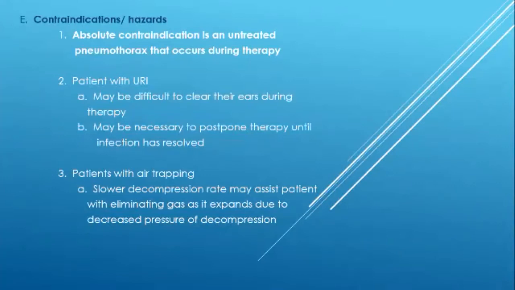Number one, and this is what you need to highlight, the number one absolute contraindication is an untreated pneumothorax that occurs during therapy. A pneumothorax is a hole in the lung. If somebody has a hole in the lung, we must get them out of there immediately and not pressurize them any further. Because what's going to happen is you're going to cause that lung to collapse. Okay? So the number one absolute contraindication. Indication is a reason why we would do it. A contraindication is a reason why you would not do it.